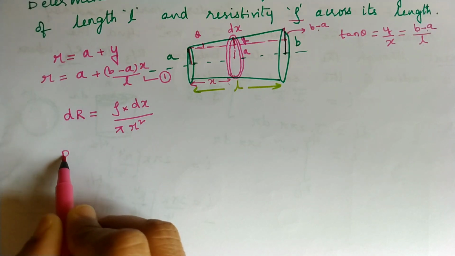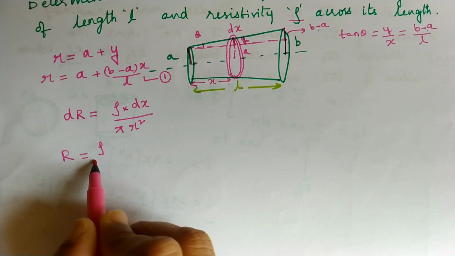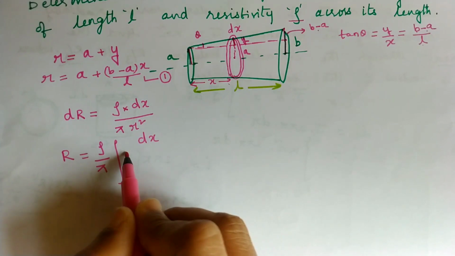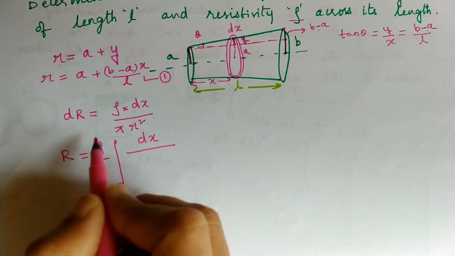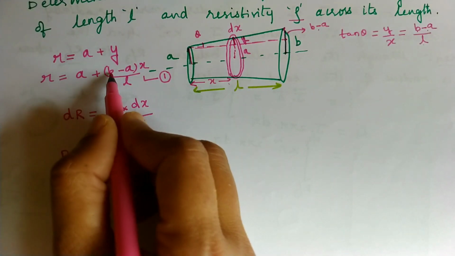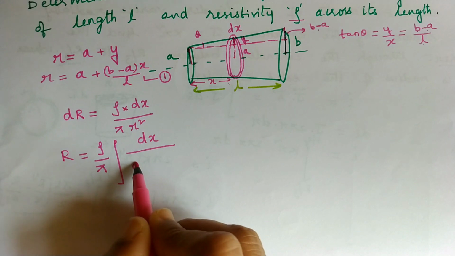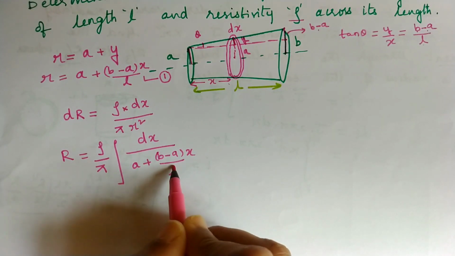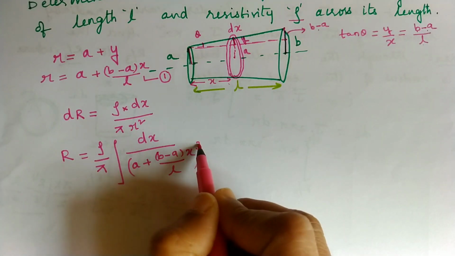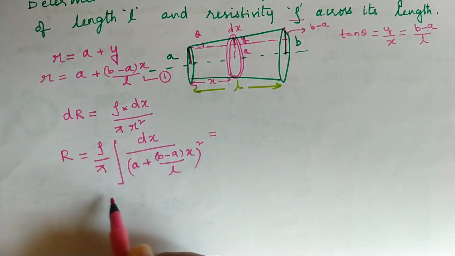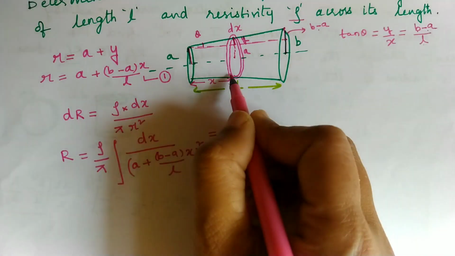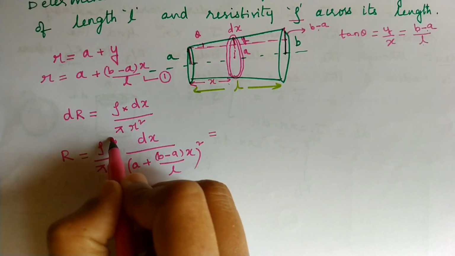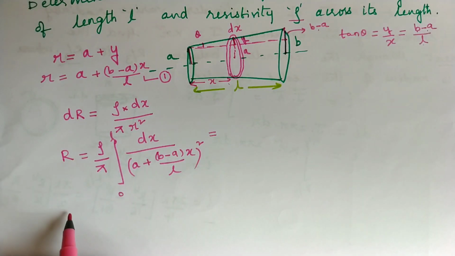Integral of dR will give you R; rho and pi are constant; we need the integral of dx by r square. We know the radius as a plus (b minus a) into x by L, so a plus (b minus a) into x by L, whole square. Integrate this relation. What are the limits of my integration? Starting from this point till the end, that is from 0 to L. So let us see how to integrate it.